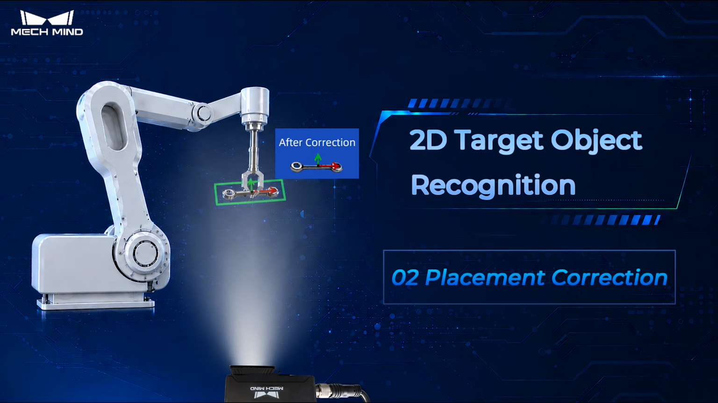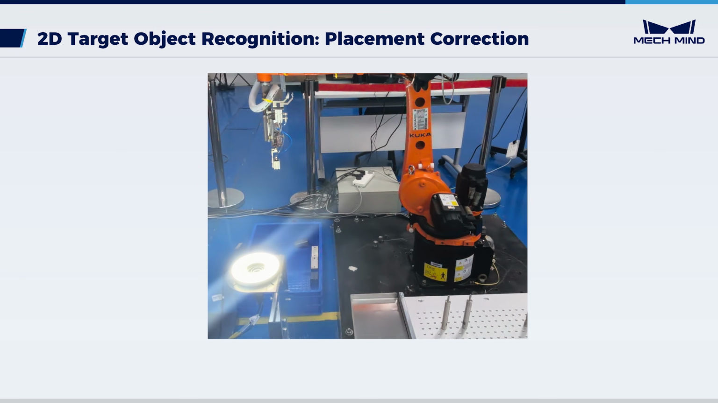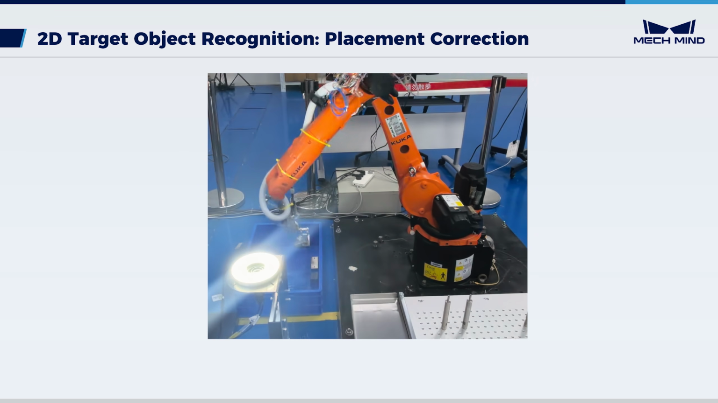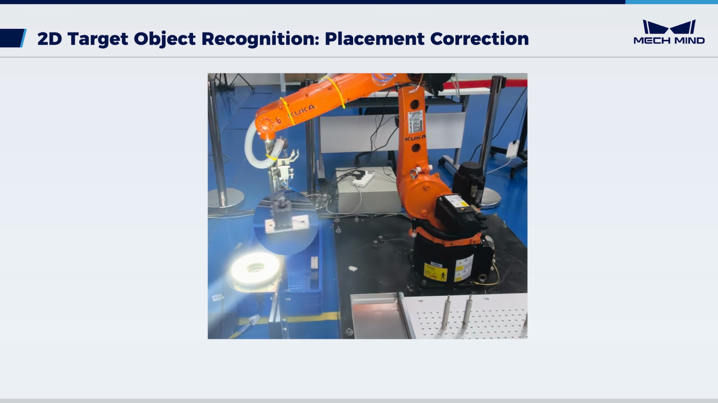This video introduces one of the main features of 2D target object recognition, namely placement correction, and explains how to configure relevant parameters using the 2D target object recognition tool. In some high-precision assembly scenarios, even with 3D vision-guided picking, the target object may shift slightly after being picked.